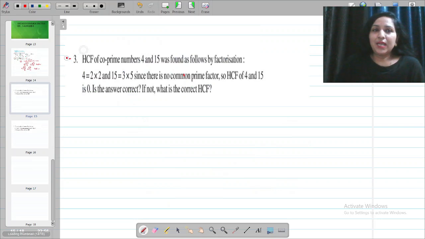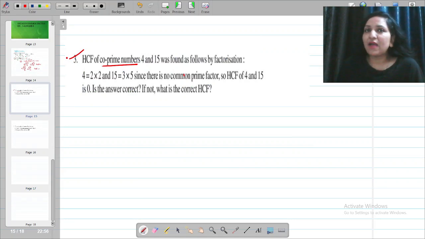Question number 3 now says the highest common factor of co-prime numbers. Co-prime numbers are the numbers which do not have any factor in common between them except 1. So we have a pair of co-prime numbers, 4 and 15. The factors of 4 are 2 and 2. Factors of 15 are 3 and 5. I can see here there is no common prime factor.